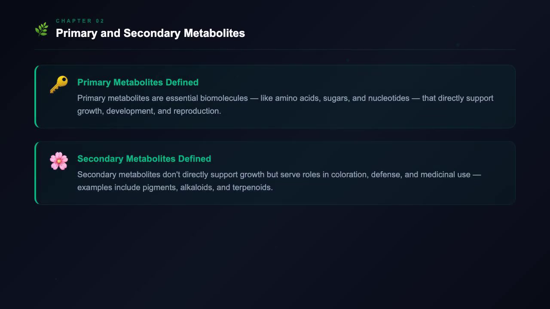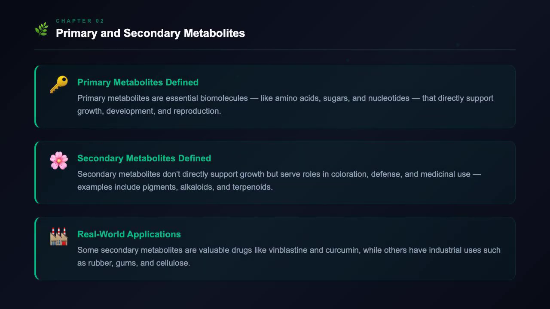Primary metabolites are biomolecules with specific functions. They are essential for growth, development, and reproduction. Examples include amino acids, sugars, fatty acids, nucleotides, DNA, and RNA.